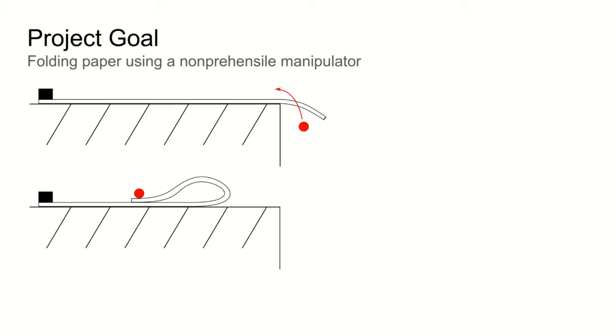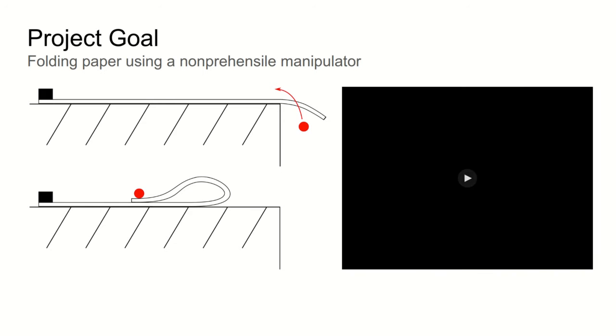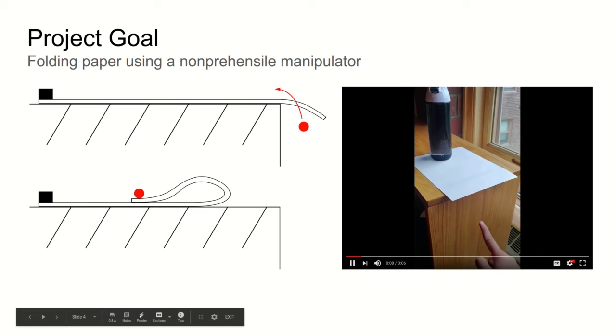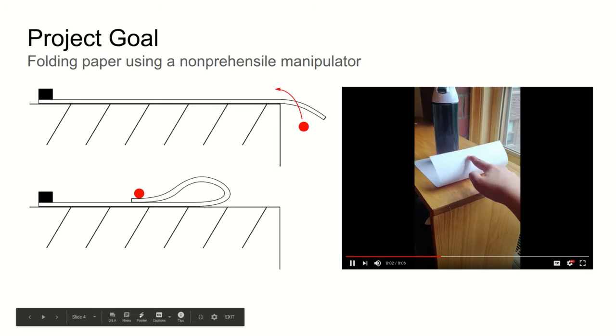We want to use this sphere manipulator, shown in red, to push the paper up and over to its other side. And presumably, we could then use some other manipulator, maybe a similar non-prehensile manipulator, to flatten out this edge and create an actual crease and actually fold the paper. This video shows me doing the task with my finger.